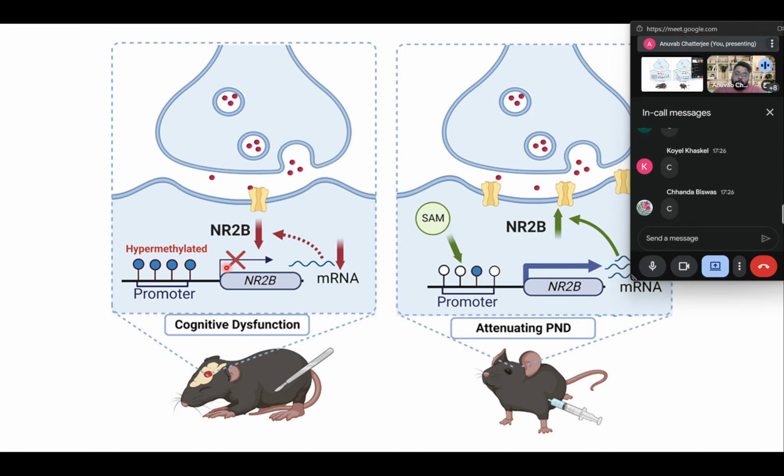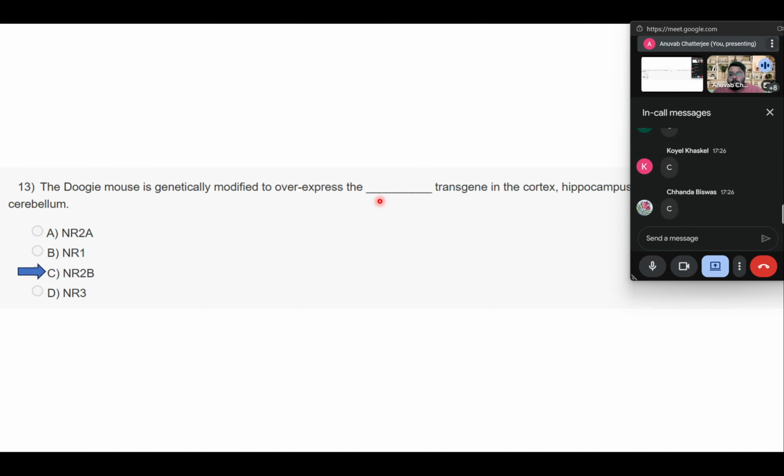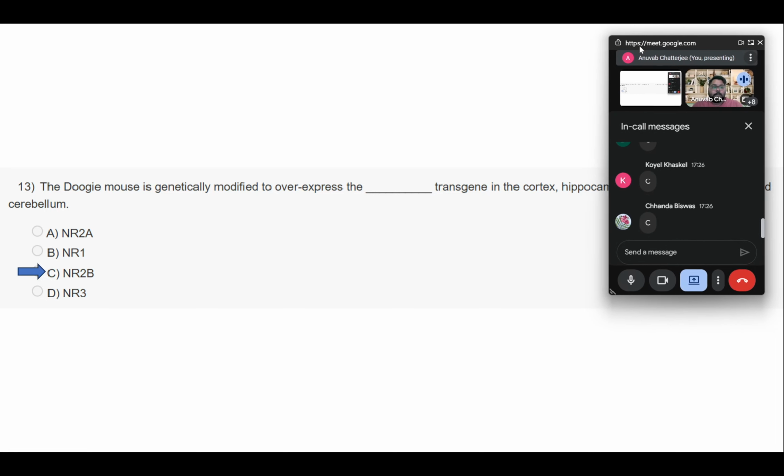So the NR2B gene actually produces a neuroreceptor in the brain that helps in long-term potentiation. Essentially, it is a calcium channel which allows the neuron to be stimulated for longer, and long-term stimulation of the neuron is linked to better memory. That is why NR2B overexpressing mice were able to show better results in memory related tasks, and these are called smart mice. So the Doogie mouse is genetically modified to overexpress the NR2B transgene in the cortex, hippocampus, thalamus, brainstem, and cerebellum.